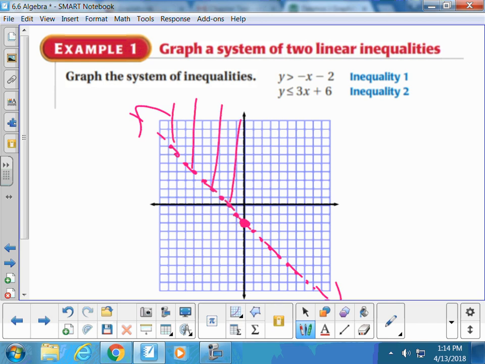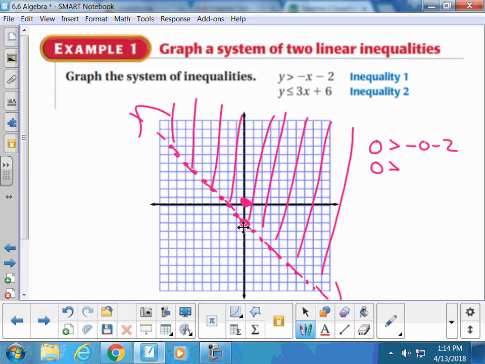And if you're unsure if you're shading in the right region, definitely use the test point option. We could test a point. Let's test (0, 0). Since (0, 0) is where I have shaded, I'm hoping it makes a true statement. Is 0 greater than 0 minus 2? Well, that would calculate out to -2. Is 0 greater than -2? Sure is. 0 sure is greater than -2, so it should be in my shaded region. All right, so that is inequality number 1.